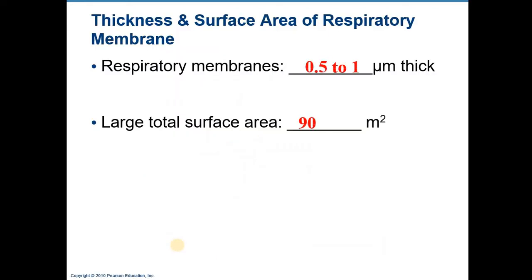The respiratory membrane is very thin. Think of something having to go through a thick wall versus a thin wall. It is 0.5 to 1 micrometer thick, and it's about 90 square meters. That's 40 times that of your skin as far as how large the surface area is for the respiratory membrane.